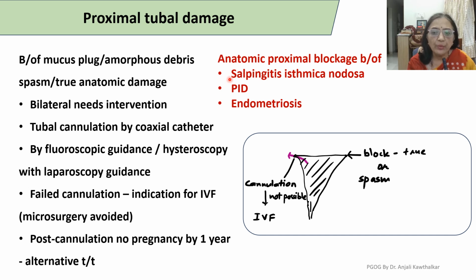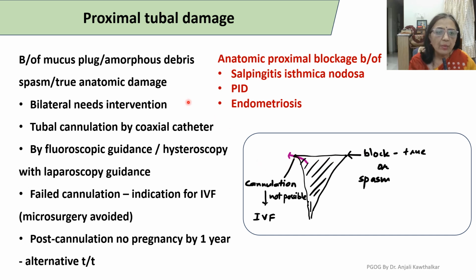Now, for the fallopian tube, we use the terminology proximal tubal damage and distal tubal damage. Proximal is whenever there is a problem at the level of the interstitial or intramural part of the fallopian tube or isthmus of the fallopian tube, whereas distal tubal damage is mainly affecting the ampulla or fimbrial end of the fallopian tube.